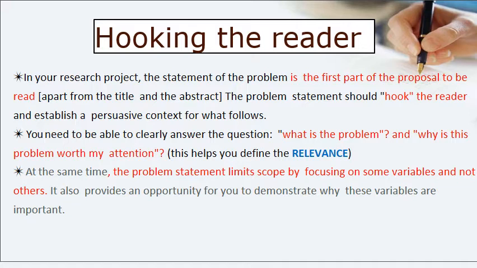You need to be able to clearly answer the question in a problem statement, which is what is the problem and why is this problem important and worth my attention. When you can explain properly what is the problem and why this problem is worth your attention, then you will define the relevance. The relevance is the justification for you to carry out your research. At the same time, the problem statement limits the scope. You will only focus on some variables and not others, and you will state what variables you're going to study in your problem statement. So basically, it provides an opportunity for you to show why these variables are important.